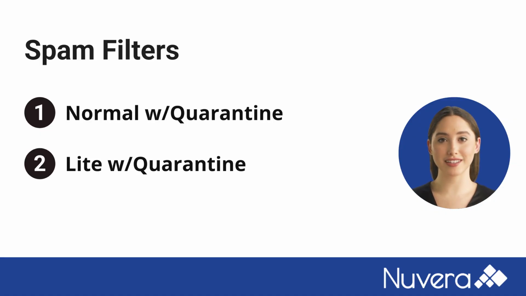Light with quarantine, a less restrictive option that allows more marketing emails into your inbox while still quarantining suspicious messages. Normal, a safe and straightforward filter that blocks spam but removes the spam folder. Keep in mind that you won't have access to the messages being blocked with this option.